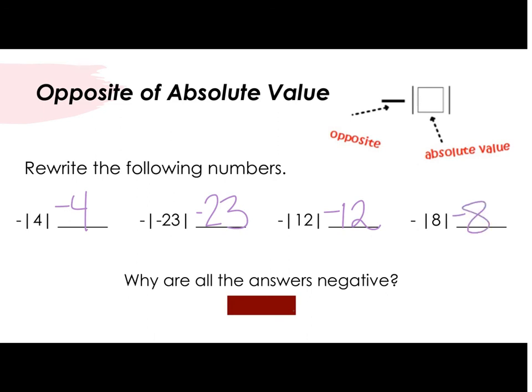So down here, I want you to write a complete sentence of why the answers are always negative. Go ahead and type your answer and then come back and listen. Okay, so the reason they're always negative is everything in the absolute value bars always is positive. Then when you do the opposite of that, it always will become negative.